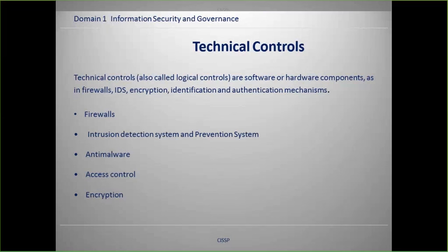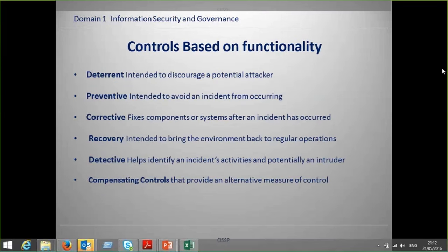Physical controls are the items which are put into place to protect facility, personnel, and resources. Examples are fences, locked doors, closed-circuit cameras, security guards. These are examples of physical control. Then control based on functionality.